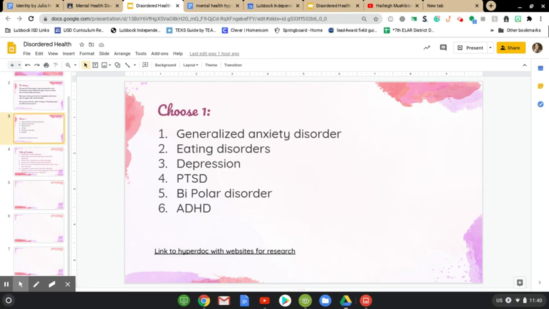You can add pictures if you would like. I would prefer not to add videos just because that can get into some sketchy behavior. So just make sure that you are looking up things that are appropriate and things like that.